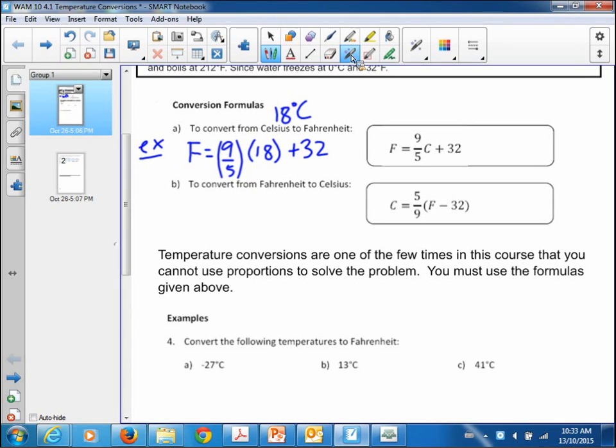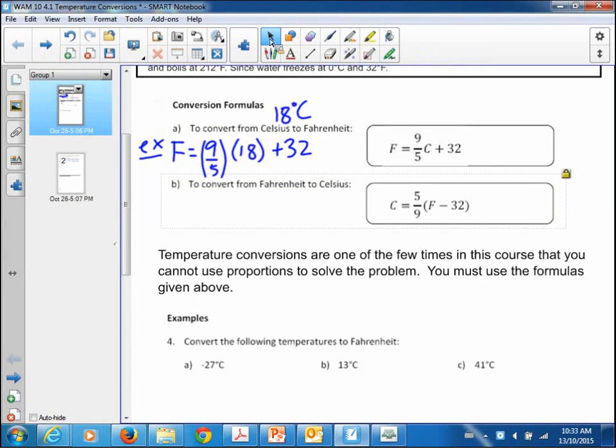Now, that means 64.4. If you didn't start with decimals though, don't keep decimals, just use proper rounding, okay? So the answer here is 64 degrees Fahrenheit. Now, 64 Fahrenheit, as you can tell, is kind of cool.